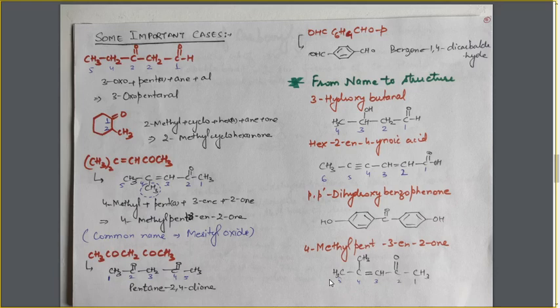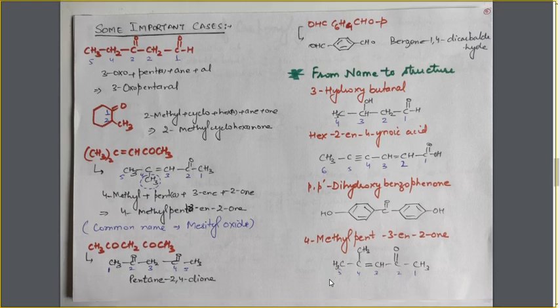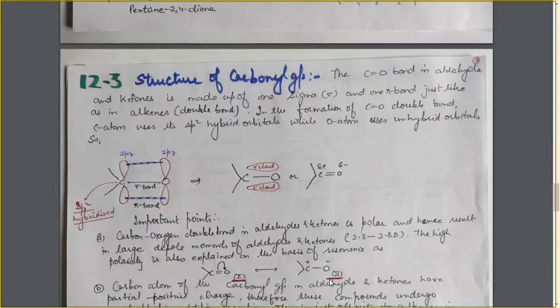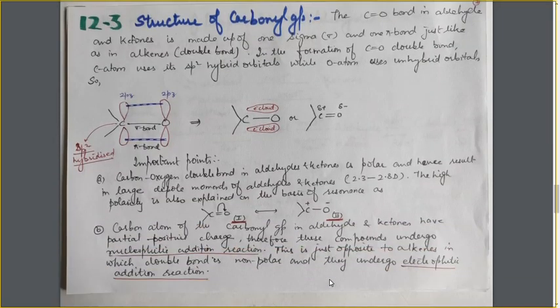Now with this we have finished the nomenclature part of the aldehydes and ketones. Next, move on to the next part, that is the structure of the carbonyl group.